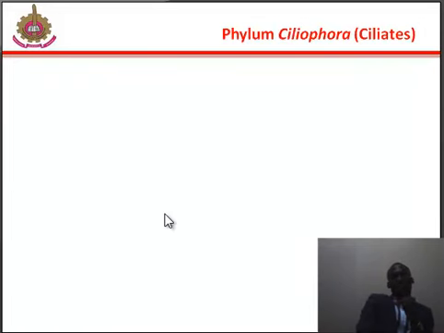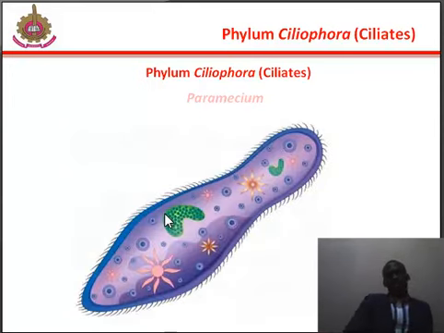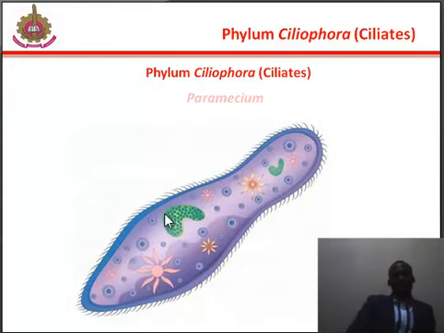Another phylum under phylum Protozoan is called phylum Ciliophora. They are also known as the ciliates, and the most popular organism under phylum Ciliophora is called Paramecium. This picture illustrates how a paramecium looks like. The hairy structure you can see in this picture illustrates the cilia that is used for movement.